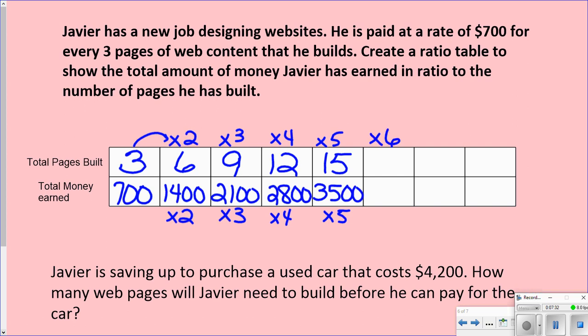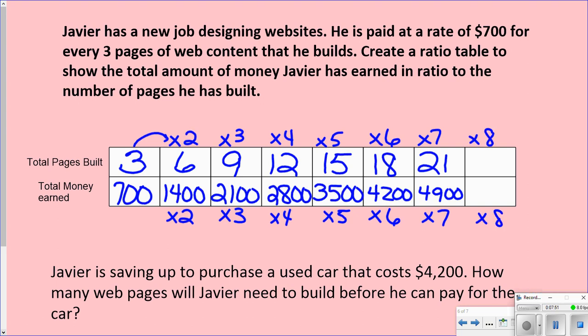Times 6. 3 times 6 is 18. 700 times 6 is 4,200. Times 7. 3 times 7 is 21. 700 times 7 is 4,900. And times 8. 3 times 8 is 24. And 700 times 8 is 5,600.